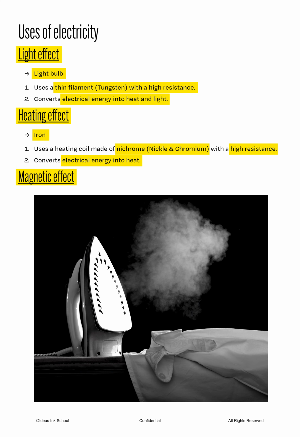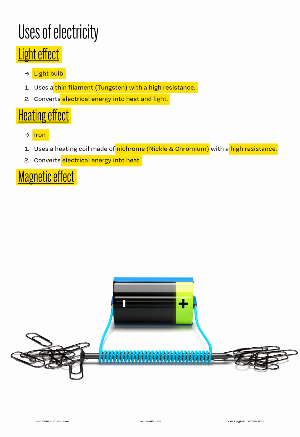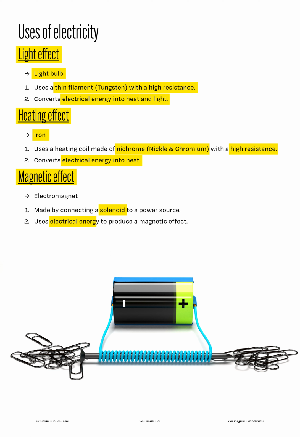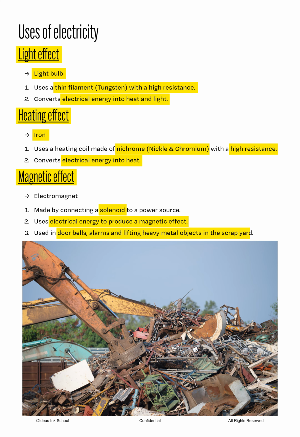The next use of electricity is the ability to induce magnetism. By wrapping a wire around an iron nail, we can turn it into a solenoid. This solenoid uses electricity to induce a magnetic effect. A solenoid can be found in doorbells, alarms, and it is also used to lift heavy metallic objects in scrap yards.